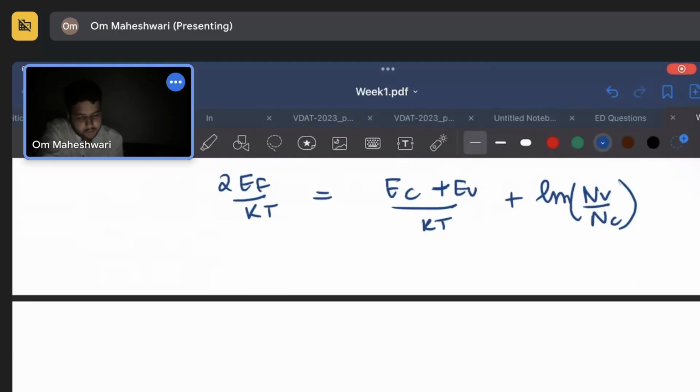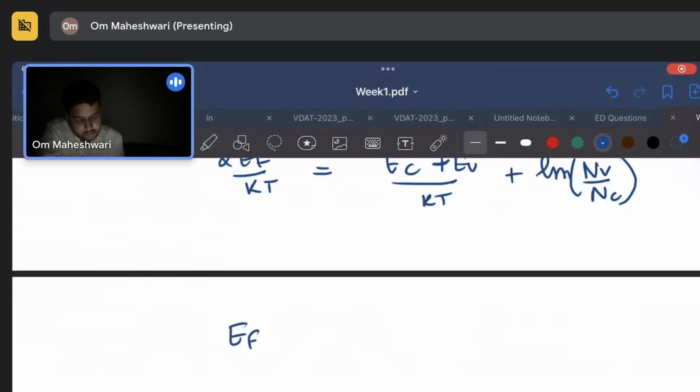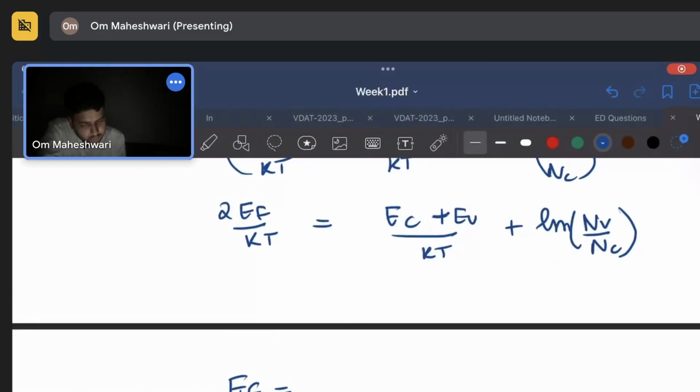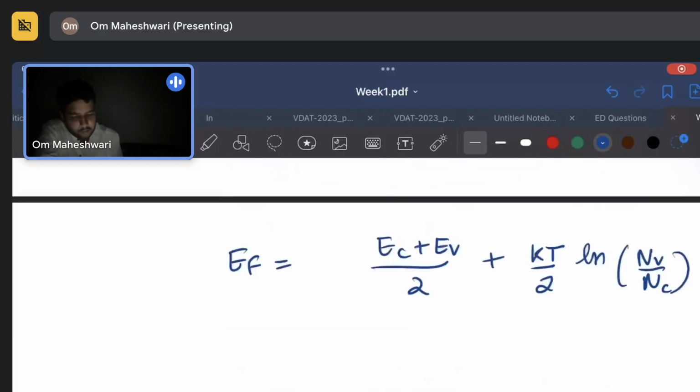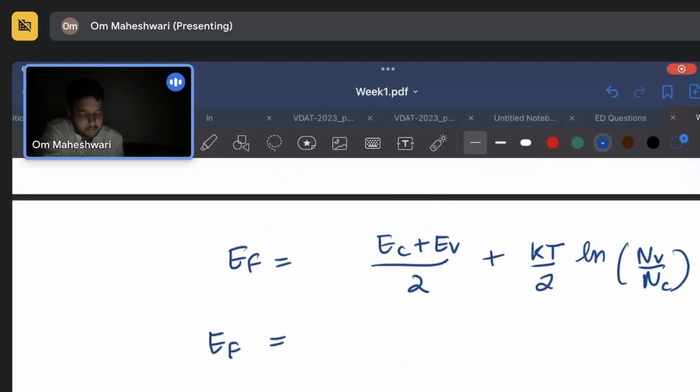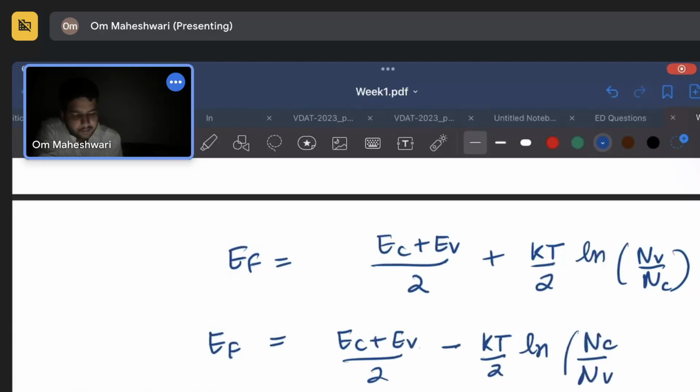So ef equals (ec plus ev) by 2 plus kt by 2 ln nv by nc. And I can write it as ef equals (ec plus ev) by 2, now I can write minus kt by 2 ln nc by nv, if I write it nc by nv instead of nv by nc.